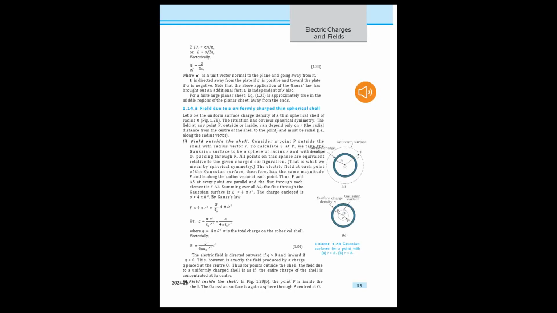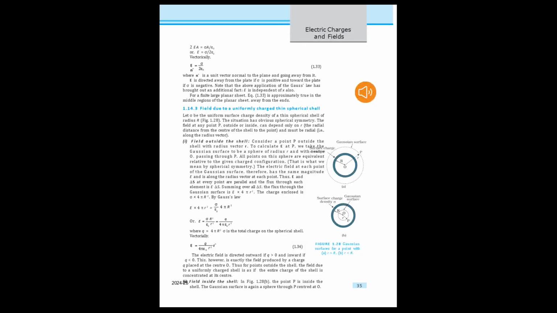E is directed away from the plate if sigma is positive and towards the plate if sigma is negative. We can note that the above application of the Gauss law has brought out an additional fact, that is, E is independent of x also. For a finite large planar sheet, equation 1.33 is approximately true in the middle regions of the planar sheet, away from the ends.